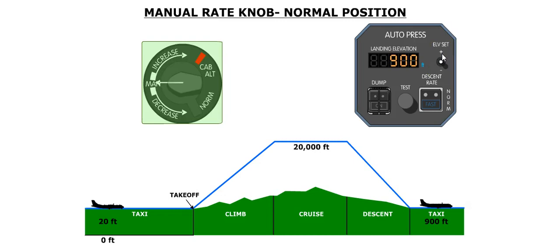Next, make sure that the cabin altitude knob is in the normal position. Click on the cabin altitude knob to place it in the normal position.